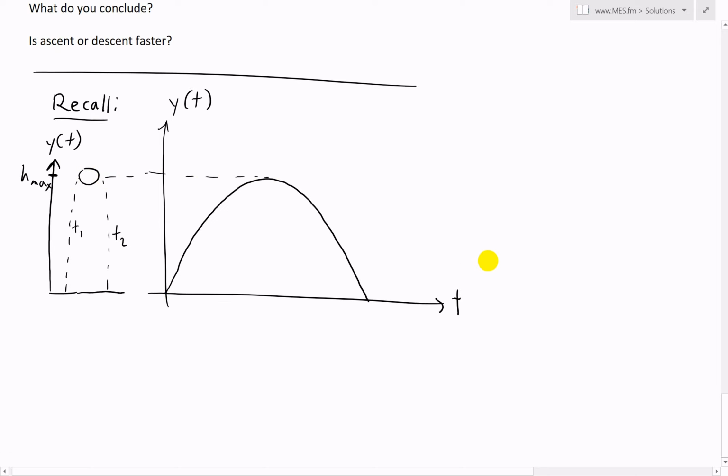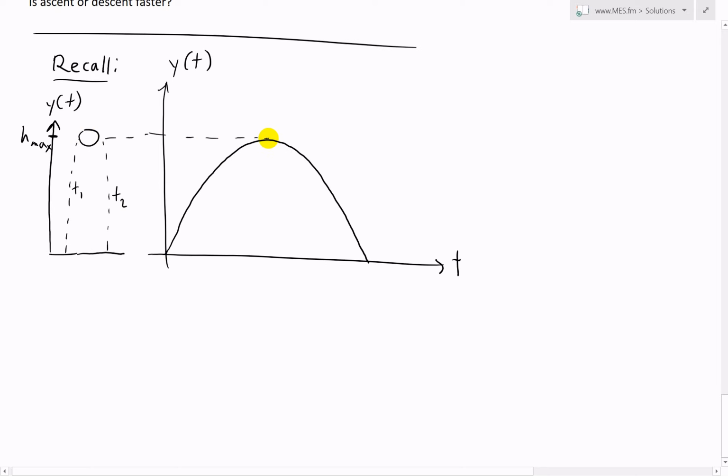This is the time it takes to reach its maximum height, this is our t1. And then the time it takes for the ball to go from the top to the bottom, from here to here, is our t2.